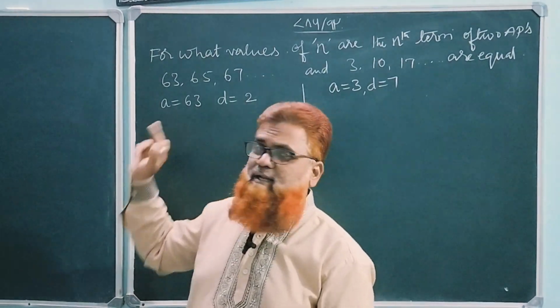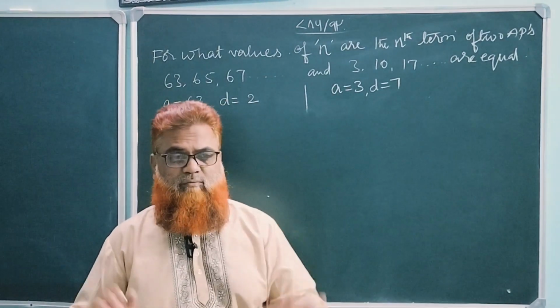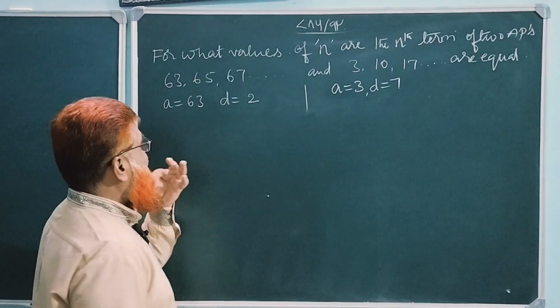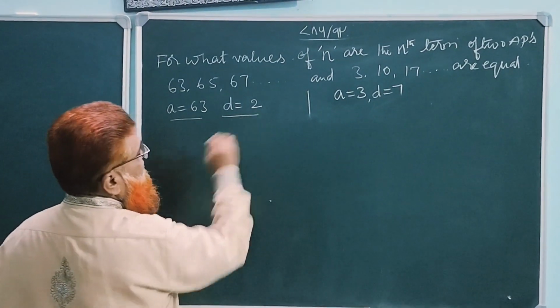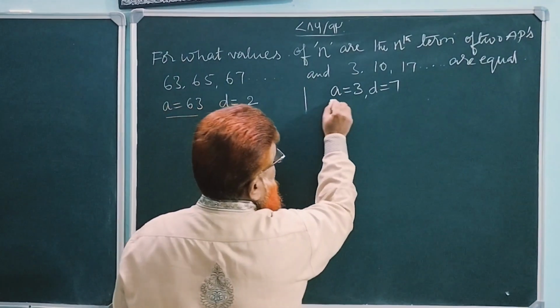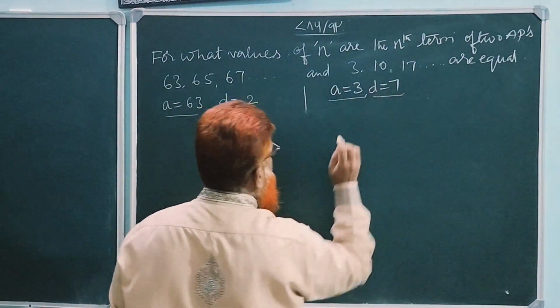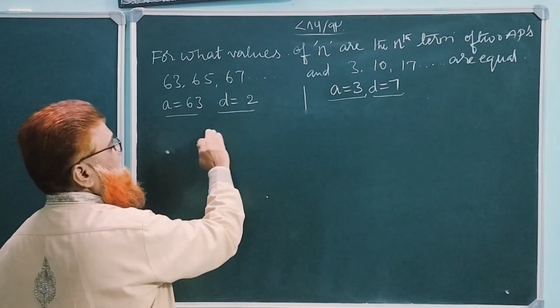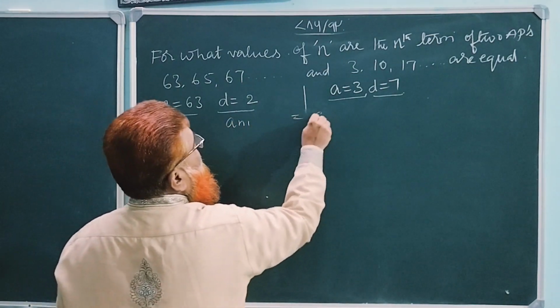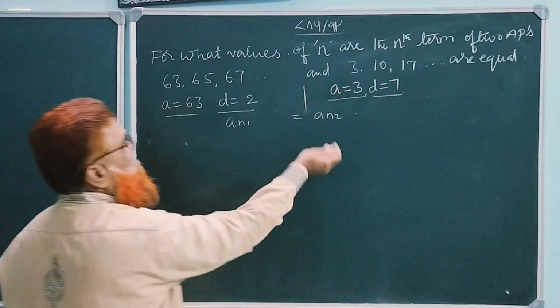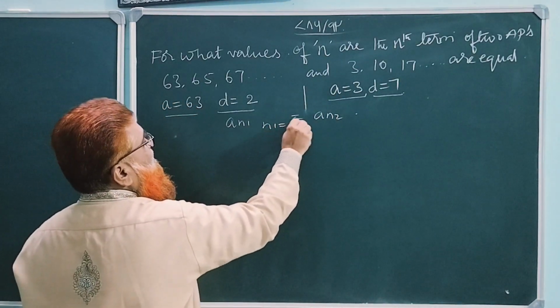This AP's nth term and this AP's nth term, both are equal. What should we do now? First find out the first term. For this AP, A is equal to 63, D is equal to 2. And for this AP, A is equal to 3 and D is equal to 7. I would say that this AN and this AN will be the same, AN1 is equal to AN2 and N1 is equal to N2.